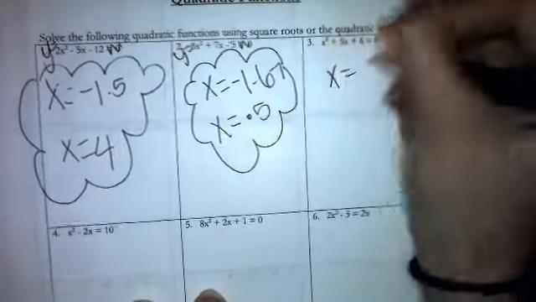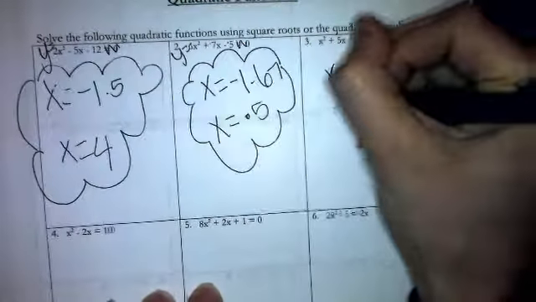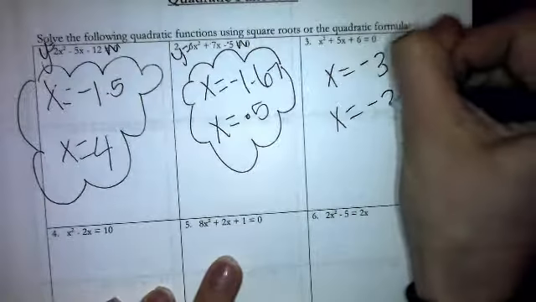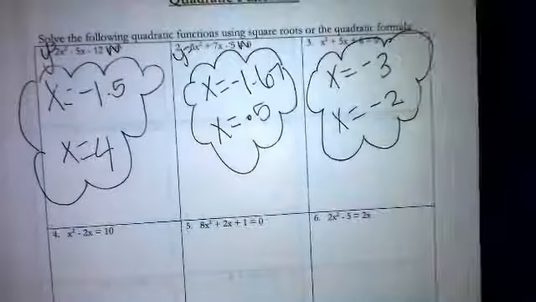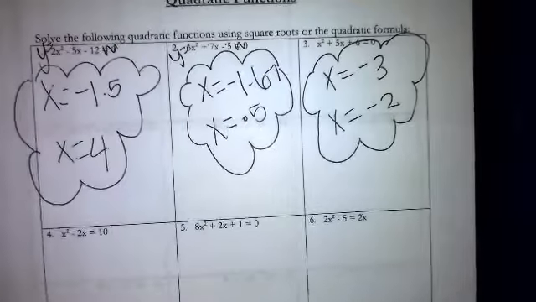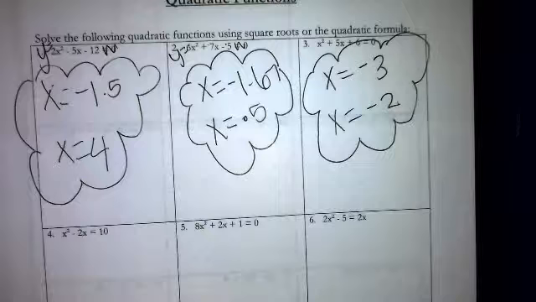Okay, so we got x equals -3 and x equals -2. And remember, if it does not cross the x-axis, there's no solution. If it doesn't cross the x-axis, there's no solution.